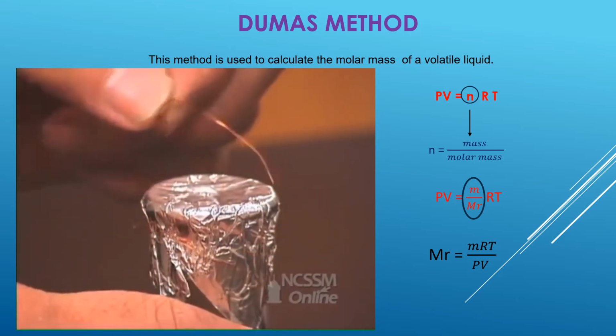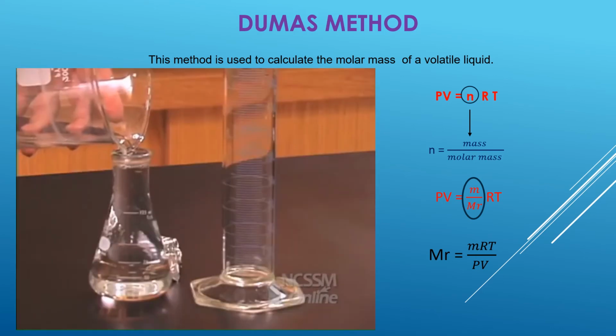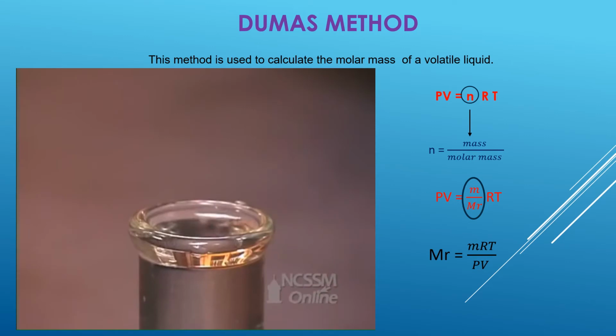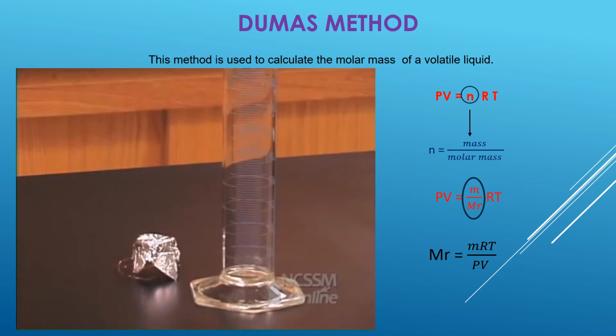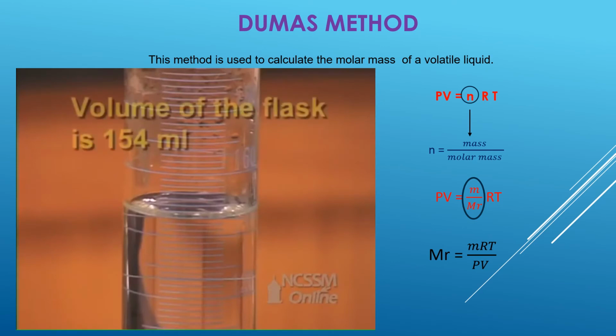We will remove the copper wire and the aluminum foil. We will fill the flask completely with water, and we will pour the water into a graduated cylinder. We will record the volume of the water.